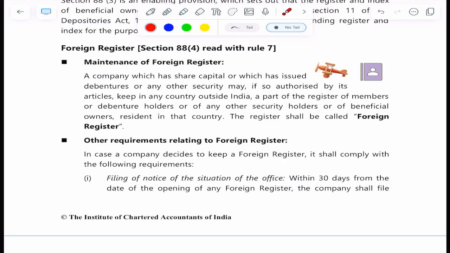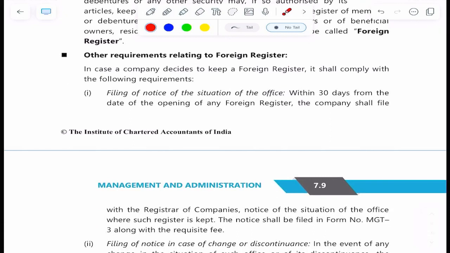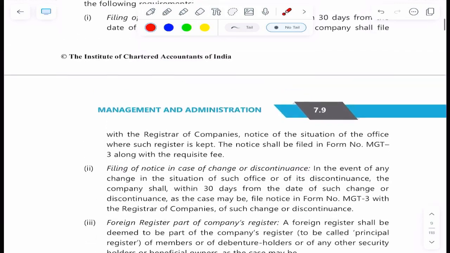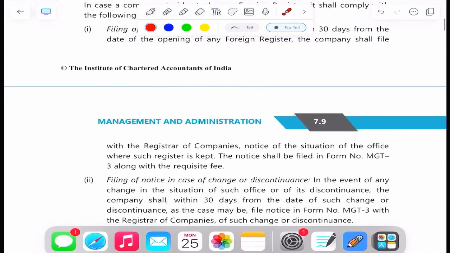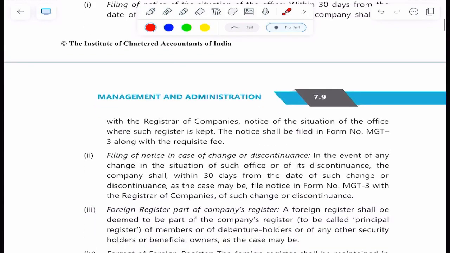Other requirements relating to foreign register. In case a company decides to keep a foreign register, it shall comply with the following requirements. Filing of notice of the situation of the office within 30 days from the date of the opening of any foreign register. The company shall file with the registrar of companies notice of the situation of the office where such register is kept. The notice shall be filed in Form No. MGT-3 along with the requisite fee.